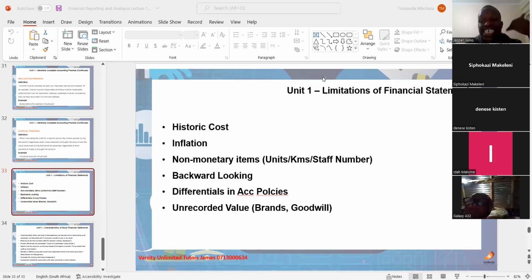The reason or the limitation for someone to doubt financial statements is, number one, the concept that I talked about, historic cost. You bought a building in 2000, it was 300,000 Rand. The building is now worth 1 million, but you have recorded it as 300,000 Rand. So that is a limitation. It means you are not giving us the true value of the business. You are understating the value of the business.